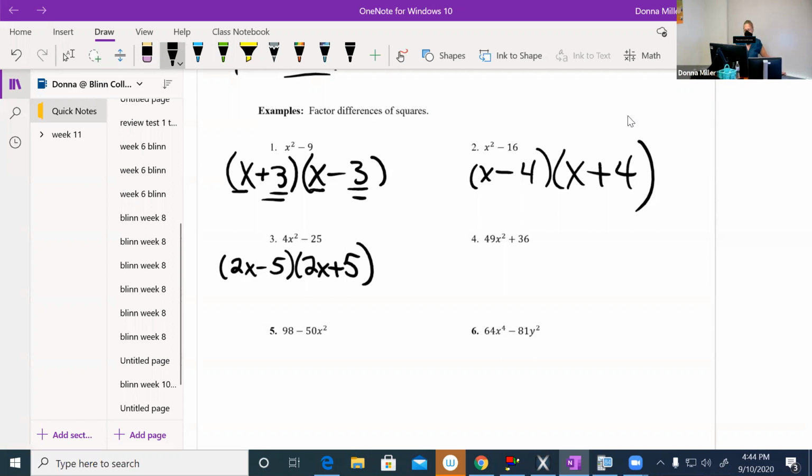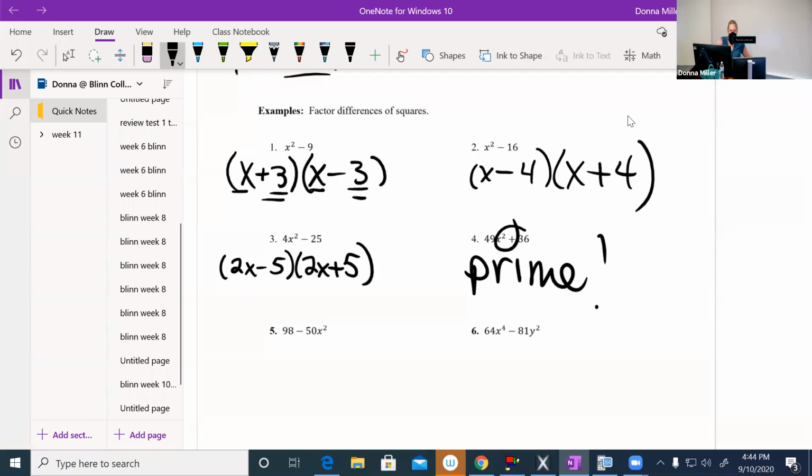Why can't it be? It's a sum of squares, right? Remember, it's really easy to put that plus and minus. We get a sum there, and you never factor. Okay? So it's prime. Because of this plus, it's prime. That's the mistake.